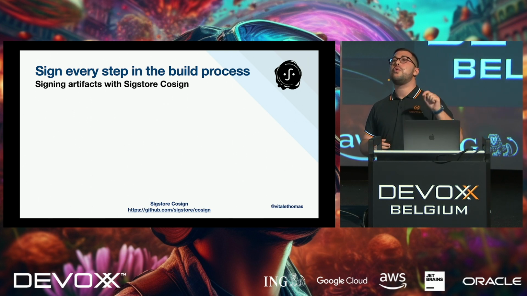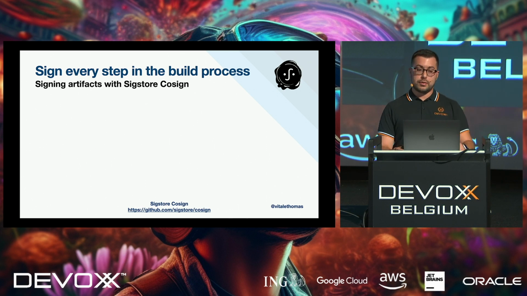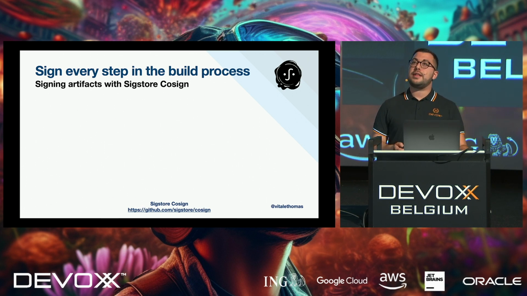We want to know who actually built those artifacts. We want to know if I'm using a certain service from a vendor. I want to be sure that I'm using the same version built by the vendor. So I need signatures, in a similar way as we handled Git.